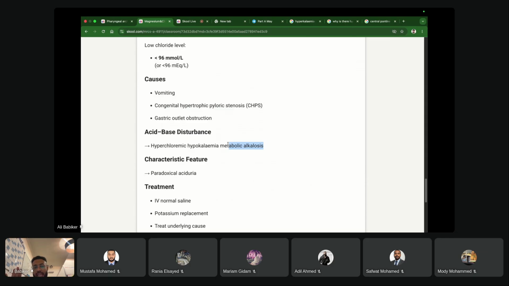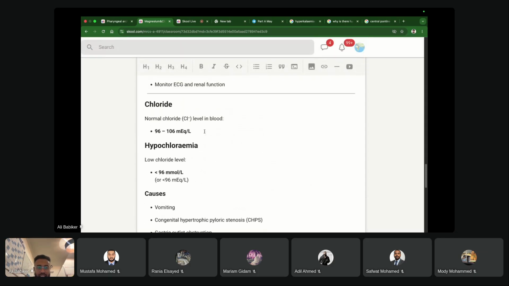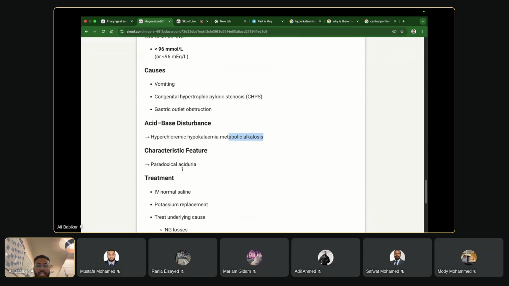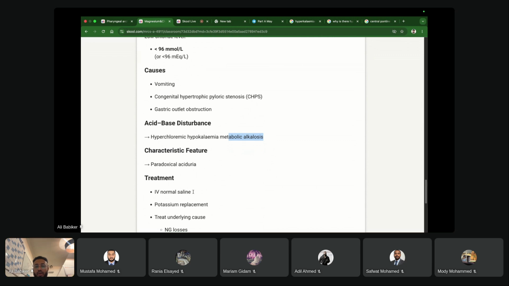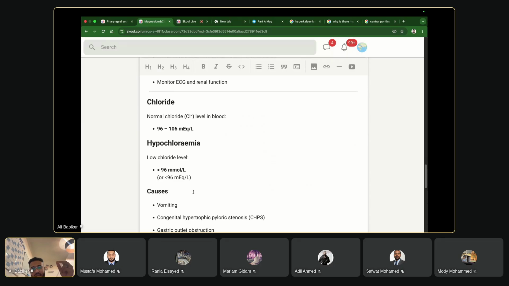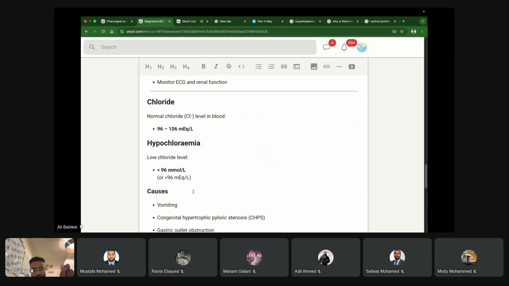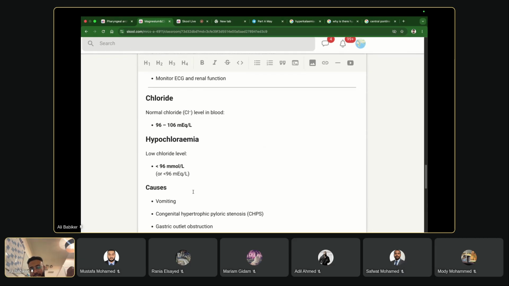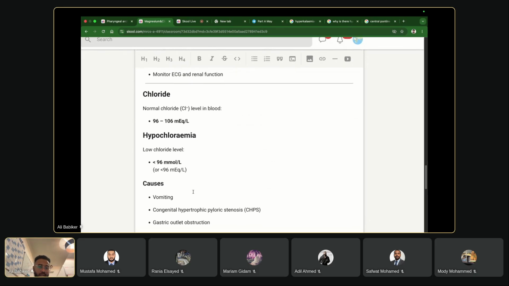Okay? In this case, specifically, in hypochloremia, there will be paradoxical aciduria. Why? The body will push the H plus outside. Why? Because you have hypochloremia, meaning the Cl minus is low. You need to push the H plus outside for balancing. And it has a very complicated pathophysiology.